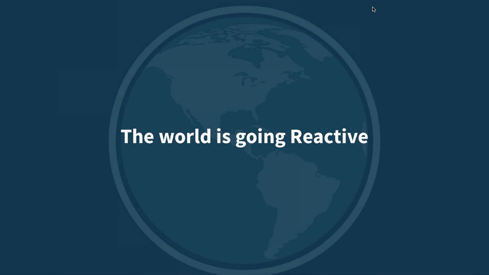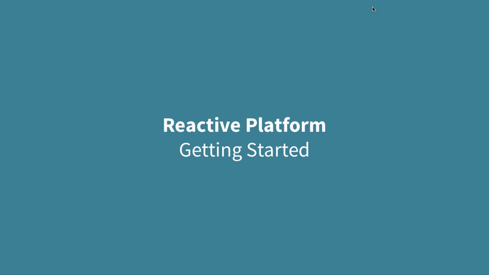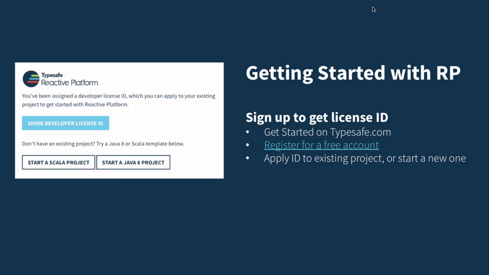So the world is going reactive, and we want you to be able to get started quickly and easily. We recommend that you sign up to get a license ID if you're already a Typesafe customer. We can help you set up your builds to get the proper versions of the jars down from our repositories, or set up your own local mirror. And in doing so, you will be able to try out all these features and see whether or not they're a good fit for you.